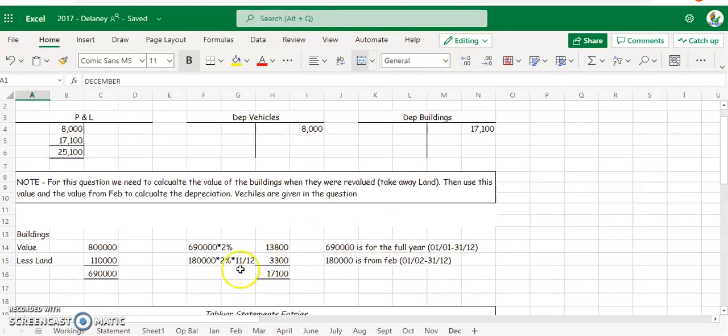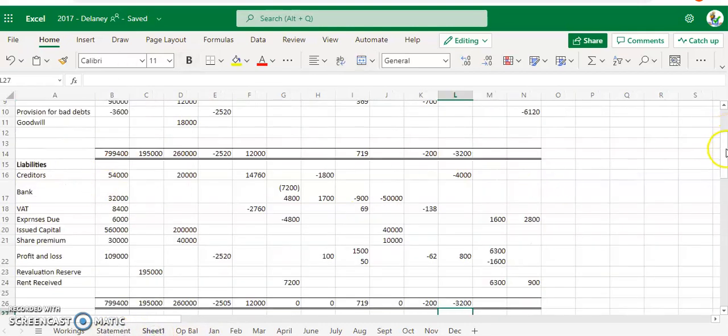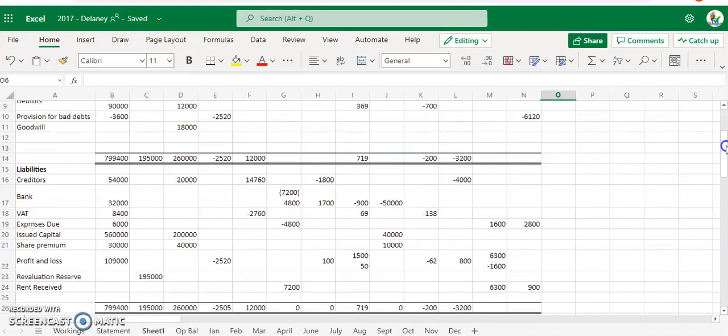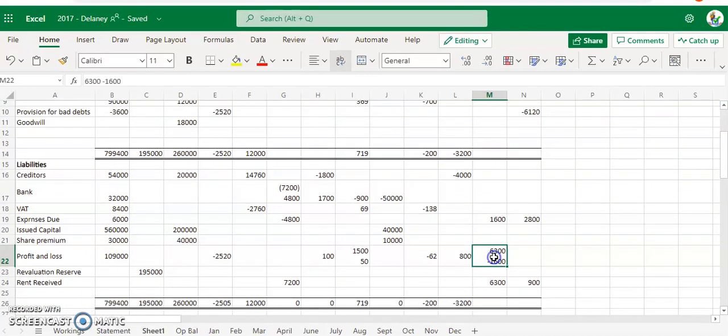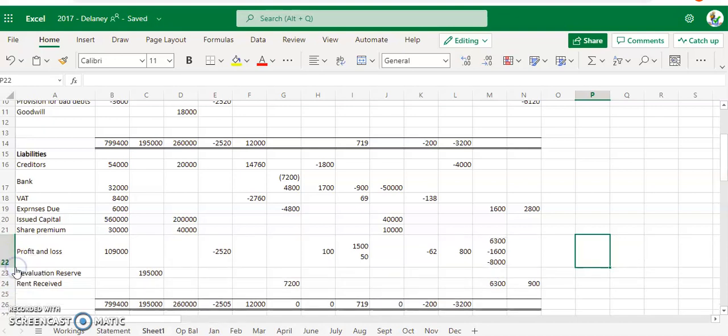So we go to our vehicles. We go minus 8,000. And that's also going to affect your profit and loss. So we see a few in there already from previous adjustments. So that's okay. So our profit and loss is always going to go down as well.